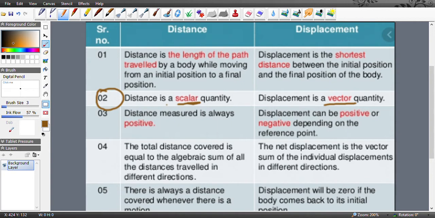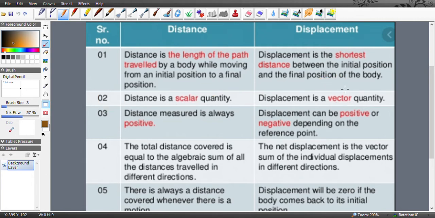So remember that distance is a scalar quantity, and if we want to represent distance, we will write it as d. But when we want to represent displacement, we will write d and put an arrow over it, because this arrow shows that displacement is a vector quantity, and to represent vector quantities, we draw an arrow.